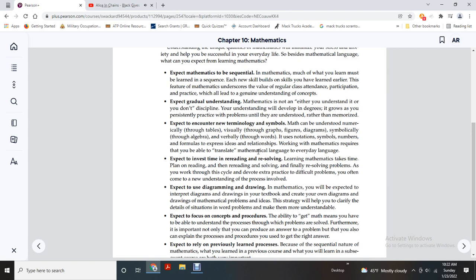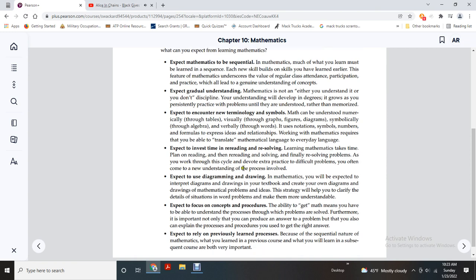Expect to invest time in rereading and resolving. Learning mathematics takes time, planning for reading, and then rereading, solving, and finally resolving problems. As you work through this cycle, devote extra practice to difficult problems. You often come to a new understanding of the process involved.